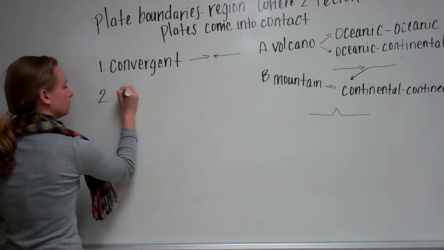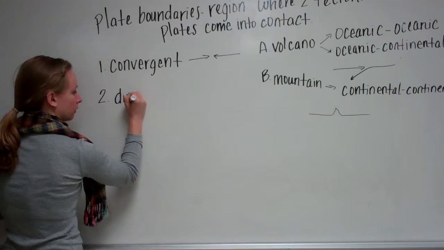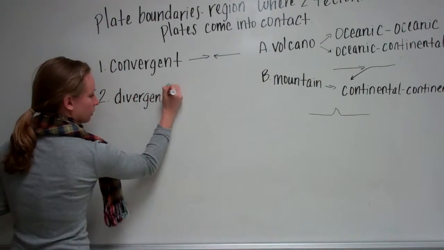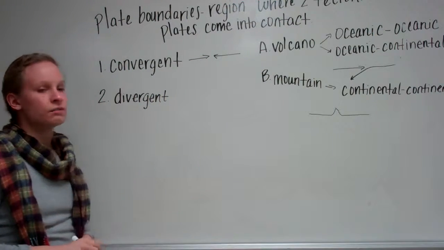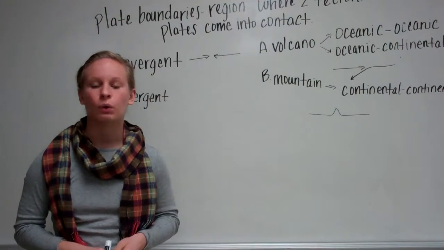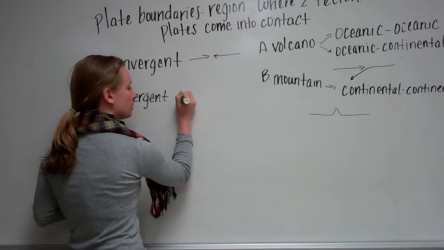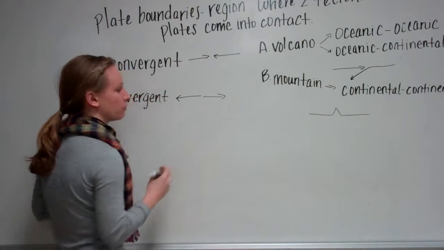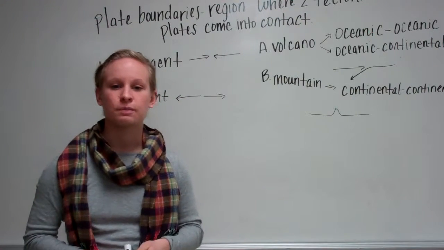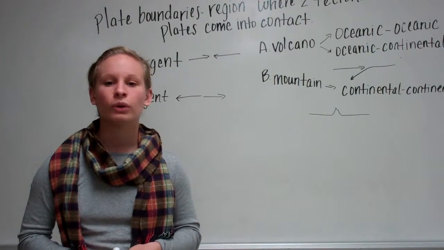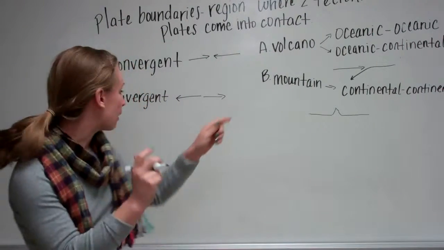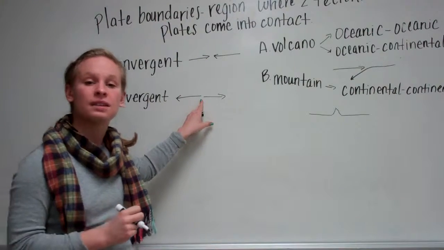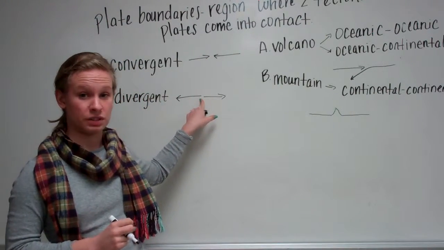Our second one, divergent. So at a divergent plate boundary, our plates are moving away from one another. So our arrows are pointing away from one another. And at a divergent plate boundary, as they are pulled away from one another, what we end up having is a gap forming in between our two plates. And this gap is going to be filled with molten rock.